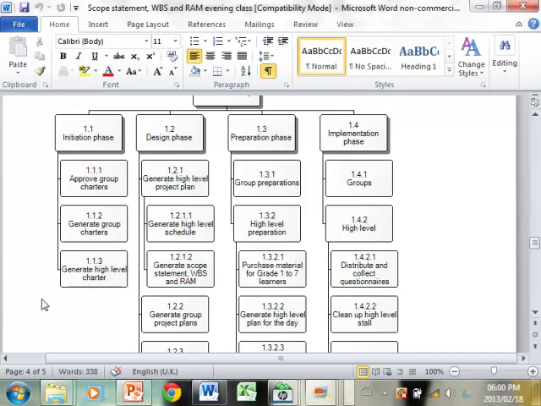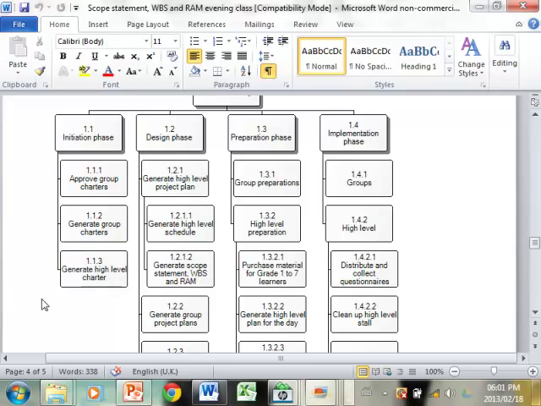Okay, then in the design phase, we need to generate a high-level project plan, and that's what we're going to be doing together in class. And we've already started with that because we've already generated the scope statement. This is the work breakdown structure, and we will probably get to the RAM, the responsibility allocation matrix, if not tonight then next week. And then we need to generate a high-level schedule. And once we've done that, we have a project plan for this project.